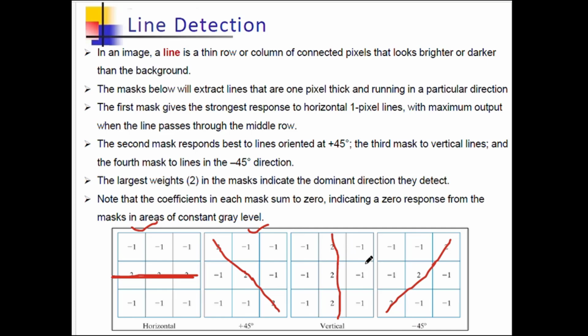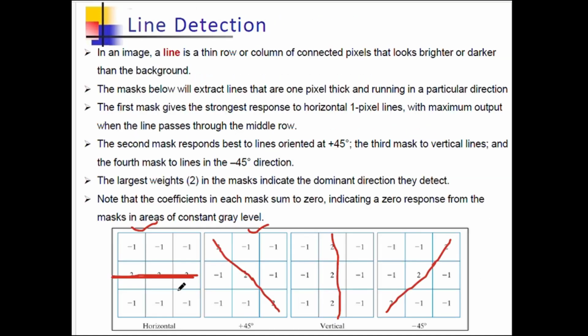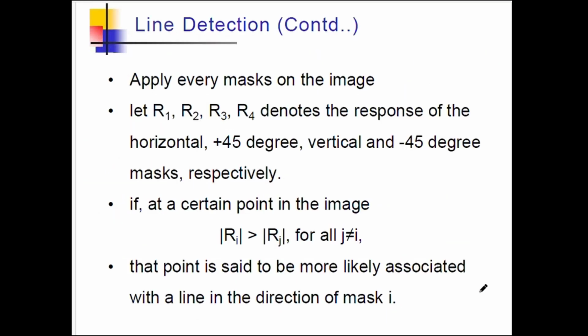Okay. So this is about line detection. Here are 4 masks to identify horizontal lines, diagonal lines, plus 45 and minus 45, and vertical lines. But in general, your image may consist of line discontinuities in any direction. Your image may consist of horizontal lines, vertical lines, diagonal lines, meaning plus 45 degree, minus 45 degree. Then how to identify? What do you have to do?